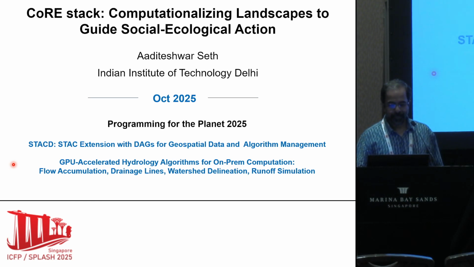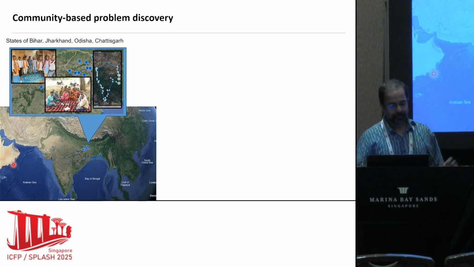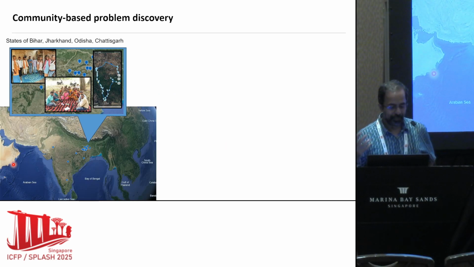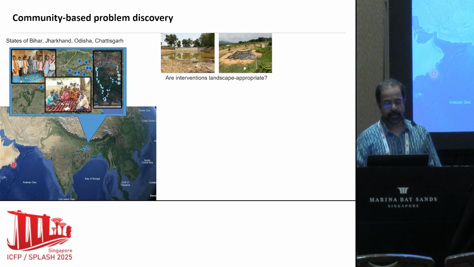So to give a bit more context, in all of our work, we're very driven by understanding what problems or what questions our community is really trying to answer. So that kind of informs what computational problems we end up solving. So we do a lot of field visits in rural areas, in different parts, and just to give some idea, right? These are examples of farm ponds.